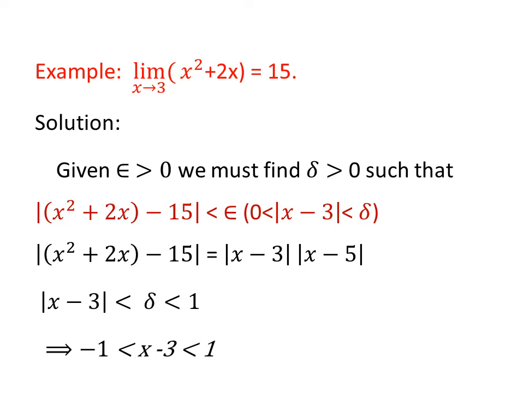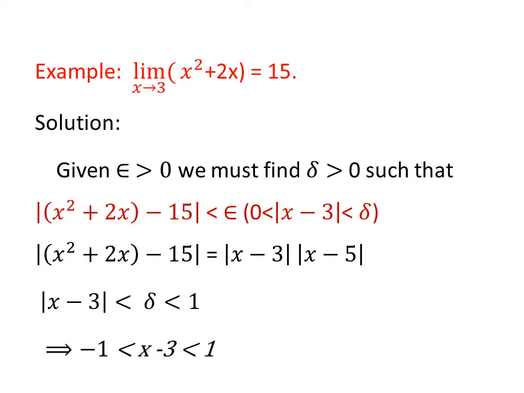Next, we look at a problem on limits. Problem: the limit as x tends to 3 of x square plus 2x is equal to 15. Given epsilon greater than 0, we must find delta greater than 0. The given problem can be written in the form modulus of f(x) minus L is less than epsilon. So we write modulus of x square plus 2x minus 15 is less than epsilon.